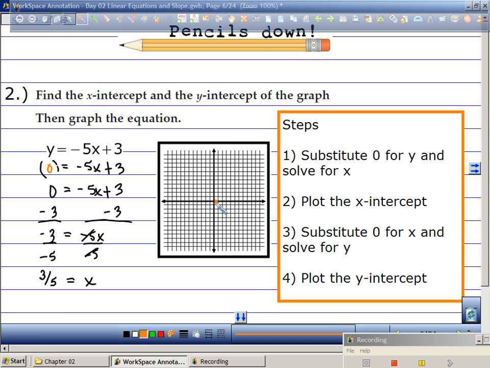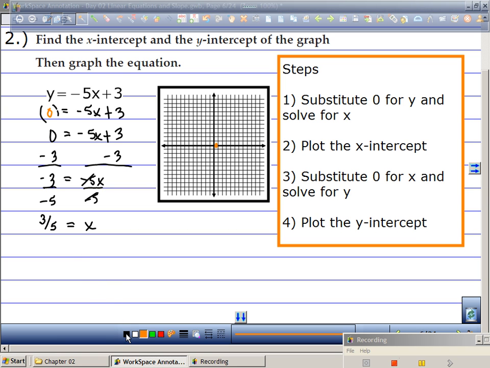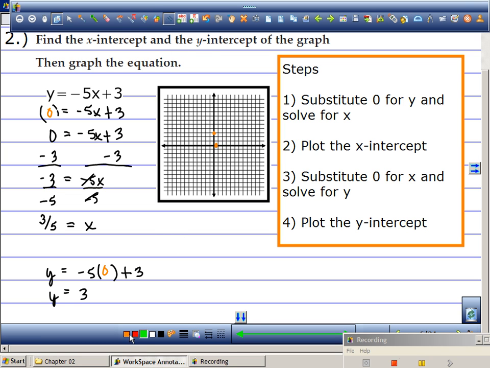Go ahead and plot that. About right there. Substitute 0 in for x and solve for y. So I'm going to go ahead and kind of just skip down a little bit and say y equals negative 5x plus 3. I'm going to substitute in 0 for x, and I get y equals, that just becomes 0, y equals 3. Go ahead and plot that. 1, 2, 3.